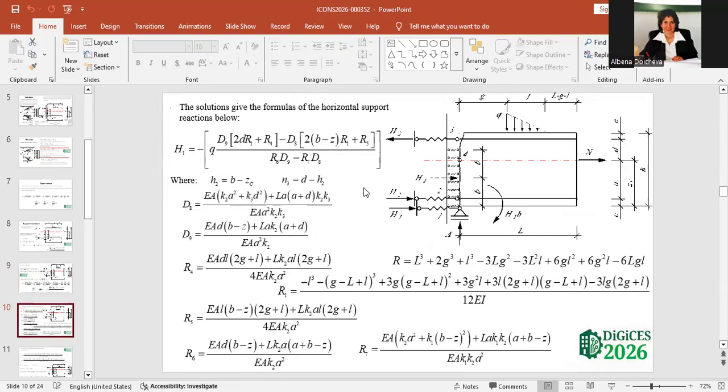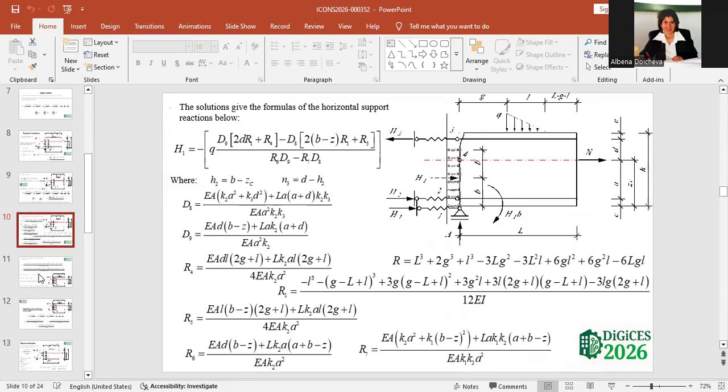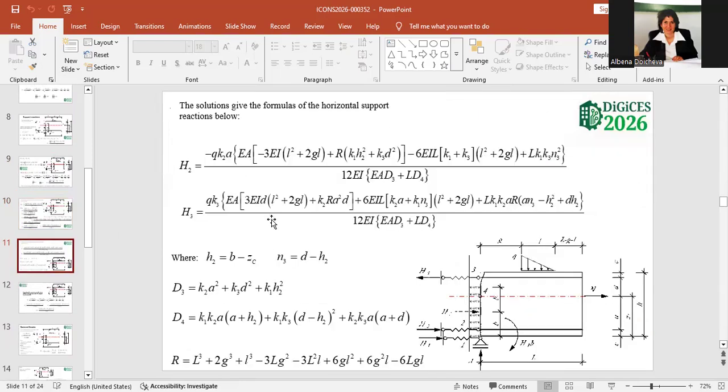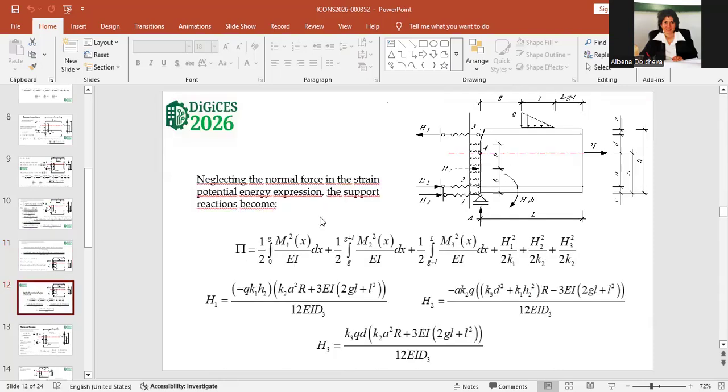The solution gives us three support reactions. H1 is given here. In the next slide, we have H2 and H3. In all equations, we have information about the geometry of the beam and about the material properties which make up our beam. When we neglect the normal force in the strain potential energy expression, the support reactions are given in the next slide.